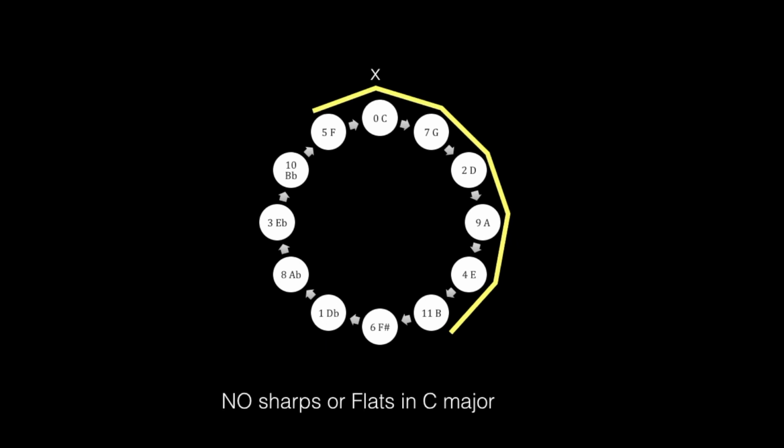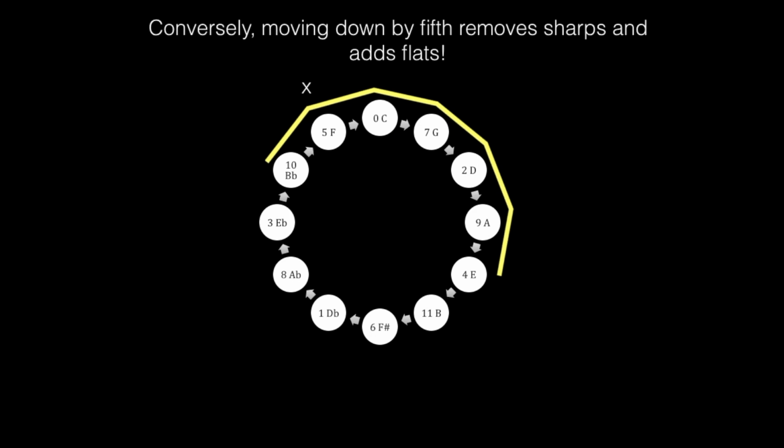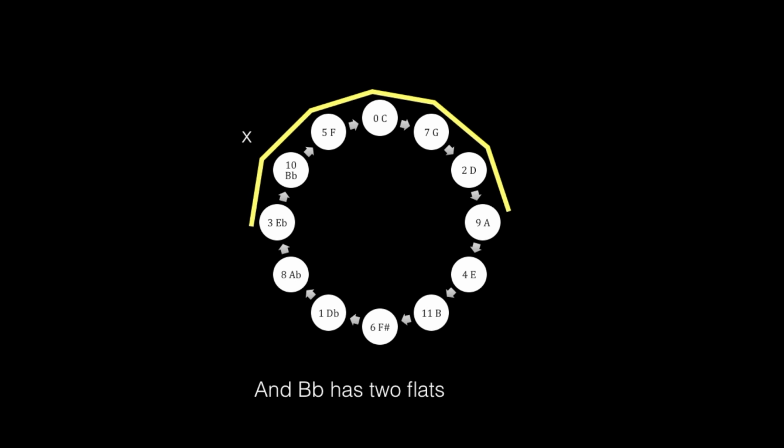Now, if we go back to C, which has no sharps or flats, if we go down by a fifth, we either remove sharps or we add flats. And so the key of F has B flat in it. But then go one further, the key of B flat has 2 flats, and so on. So this is why when you go up a fifth, you add sharps, and when you go down a fifth, you add flats.